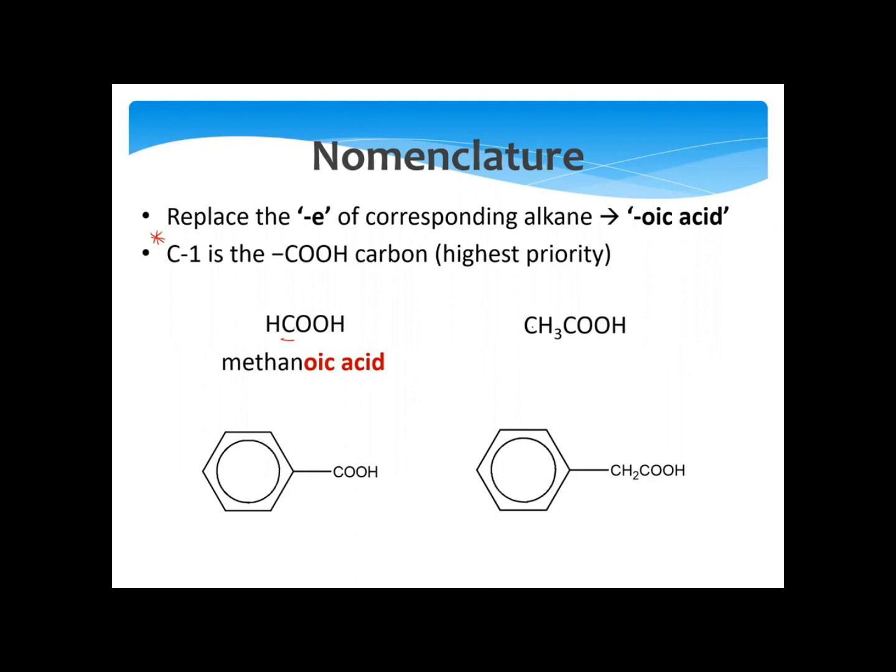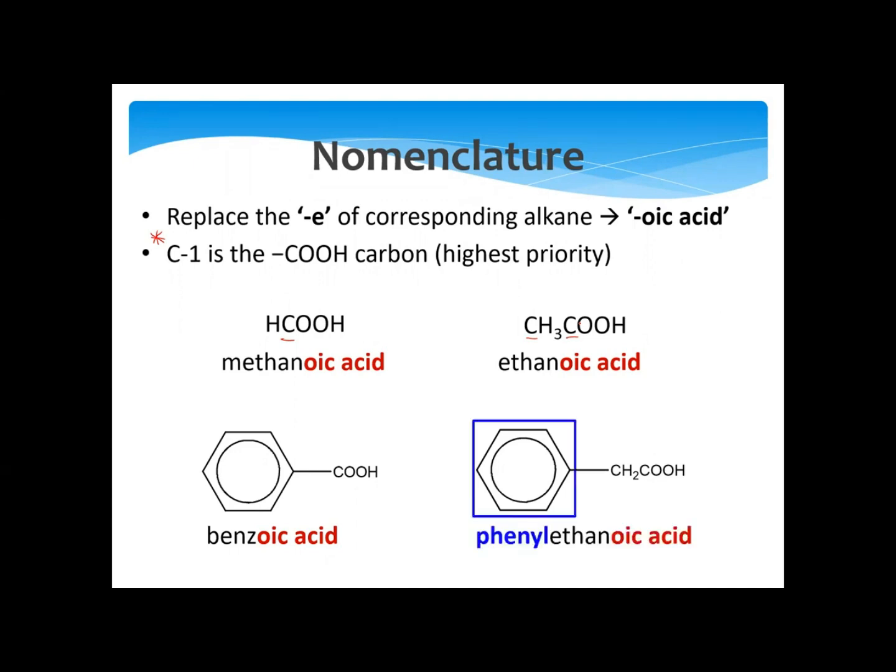Next example, there are 2 carbons. If it is an alkane with 2 carbon atoms, we call it ethane, so a carboxylic acid with 2 carbon atoms, we will call it ethanoic acid. So you see how the E is replaced with oic acid. Now this is a COOH directly bonded to the benzene ring. We call it benzoic acid.